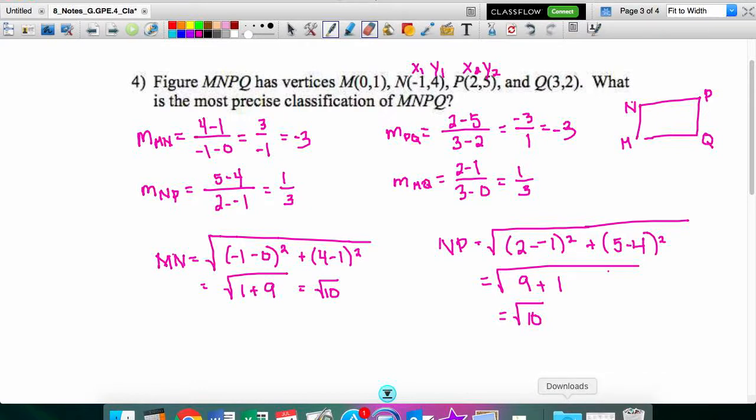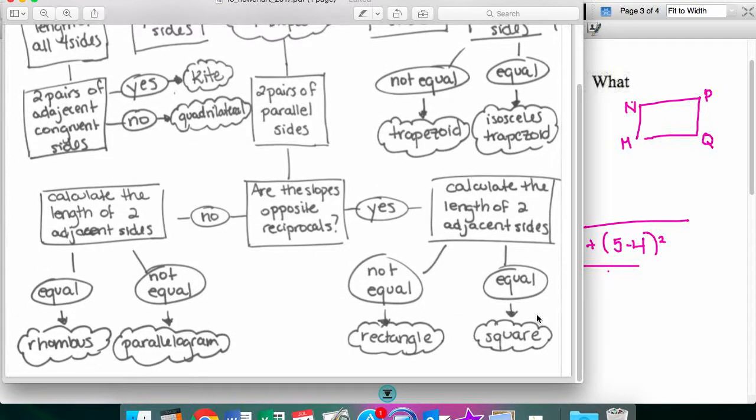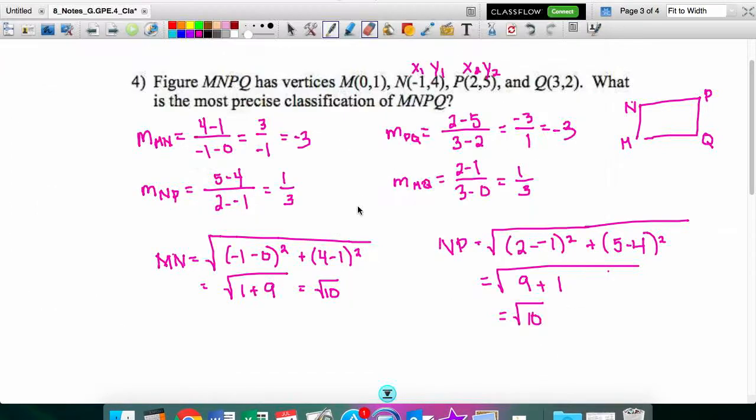Let's see what the flow chart says. Calculate the length of adjacent sides. Are they equal? Yes, they are. Let's scroll down, and that will tell me I have a square on my hands. And that's the name of the most precise name.